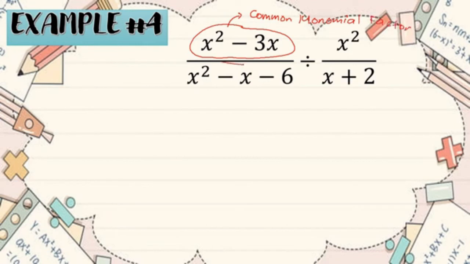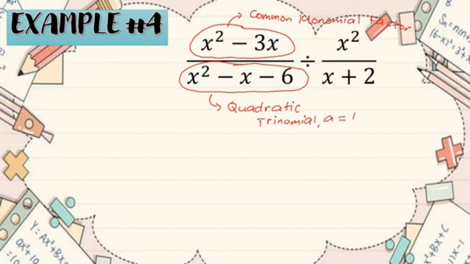How about x squared minus x minus 6? Yes, we could factor this out using quadratic trinomial where a is equal to 1. And x squared and x plus 2 are already simplified, so we will not touch them anymore. So we're going to proceed now to the process of dividing rational expressions.